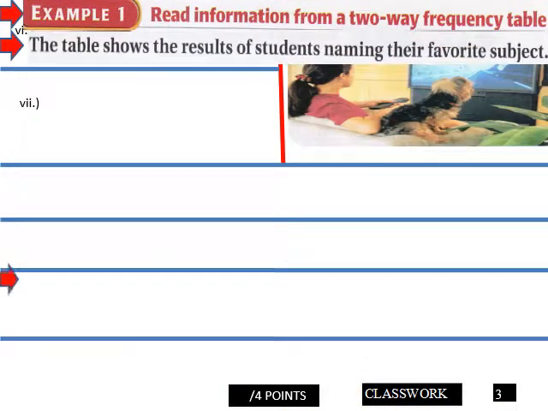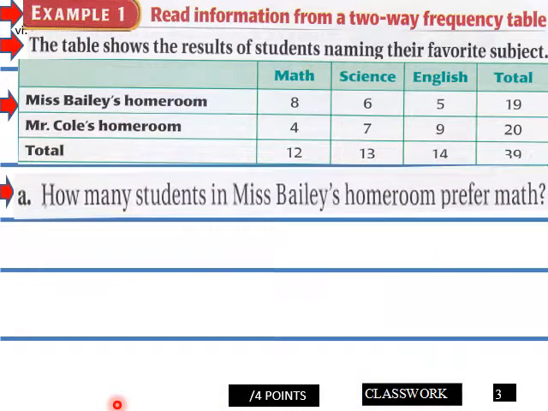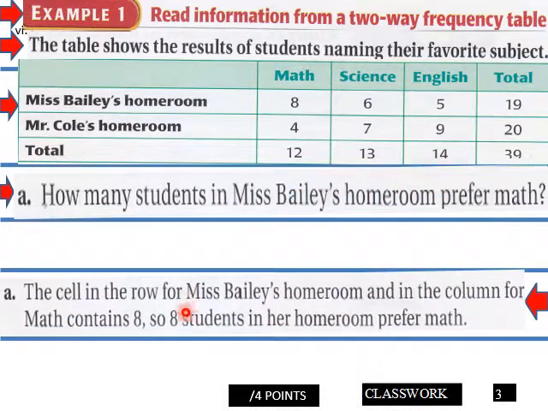Okay, so example 1: the table shows the results of students naming their favorite subjects. So here we have math, science, English, and we've got 2 classrooms here, and then we have totals down here at the bottom. How many students in Miss Bailey's homeroom prefer math? The cell in the row for Miss Bailey's homeroom and in the column for math contains 8. So 8 students in her homeroom prefer math.